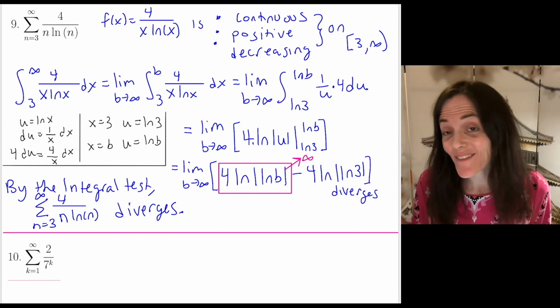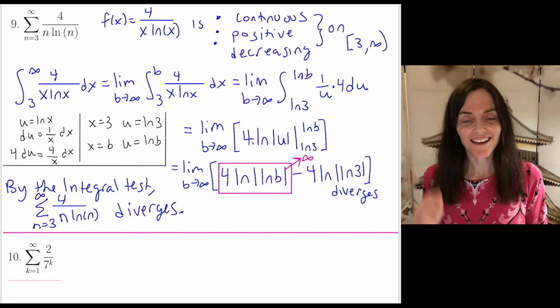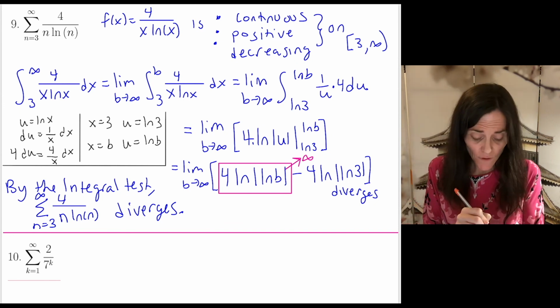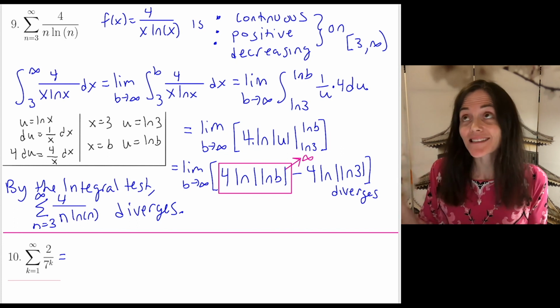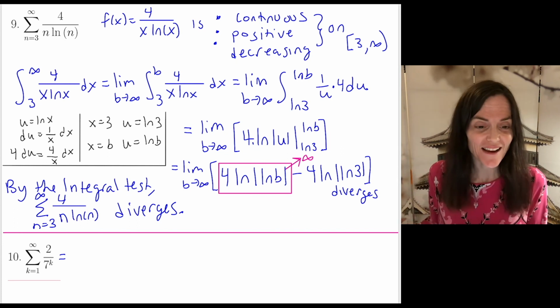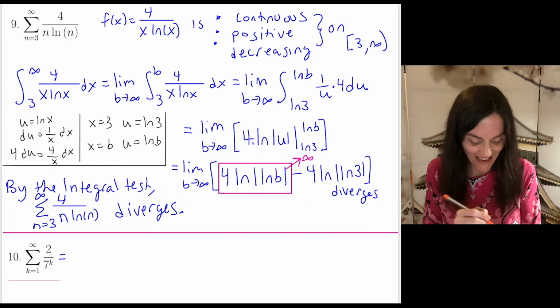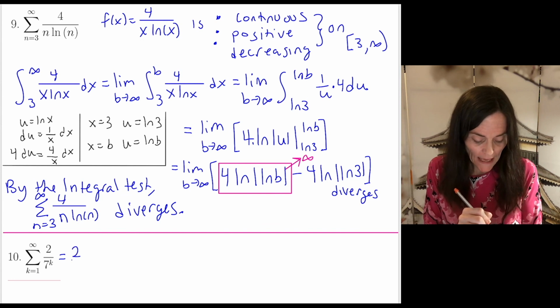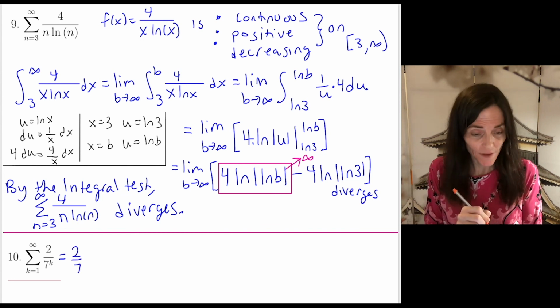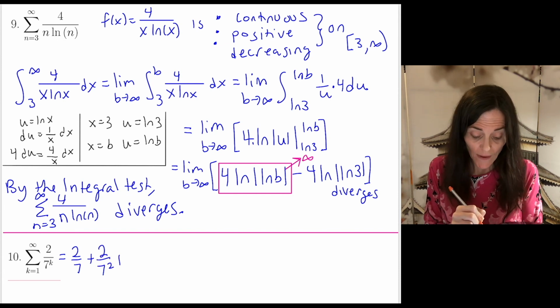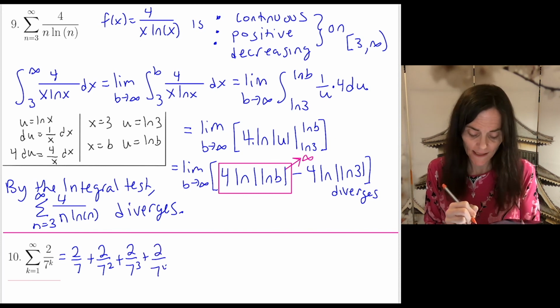Number 10, and the very last one on our strategy day. Well, if you don't see this is geometric, or if you don't see the A and the R, you can always just write out your terms. So maybe let's start this way. This is geometric. When k equals 1, we have 2 over 7. When k equals 2, we have 2 over 7 squared. When k equals 3, 2 over 7 cubed. When k equals 4, okay, like this, and this continues.